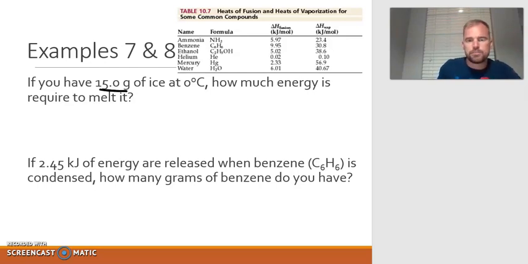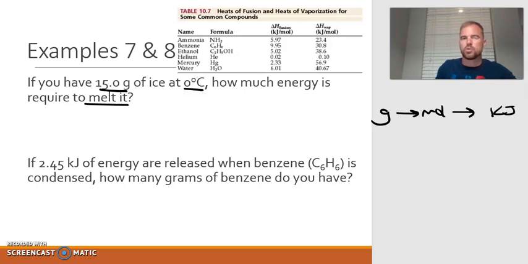If you have 15.0 grams of ice at 0 degrees Celsius, so that's at its melting point, it's ready to go, how much energy is required to melt it? So I'm starting off in grams, and I need to somehow get it to the amount of energy, which is kilojoules. Well, we can't go directly from grams to kilojoules. We have to first go into moles first. So a little review on mole conversions. I know it's been a while.